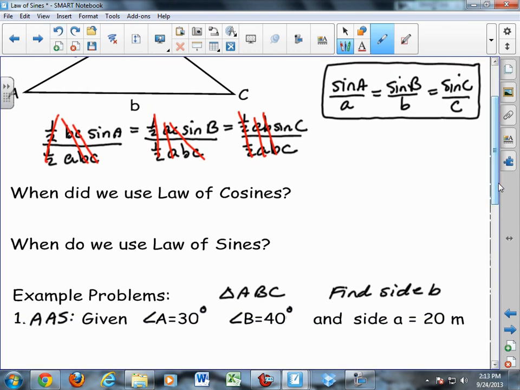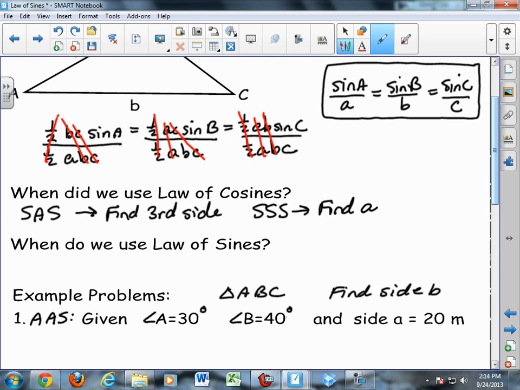So let's think about when we use law of cosines and when we might want to use law of sines. We use law of cosines in two situations. If we had a side angle side situation where I knew two sides and the included angle, I used it to find the third side. If I knew 3 sides, then I could use it to find any of the 3 angles.